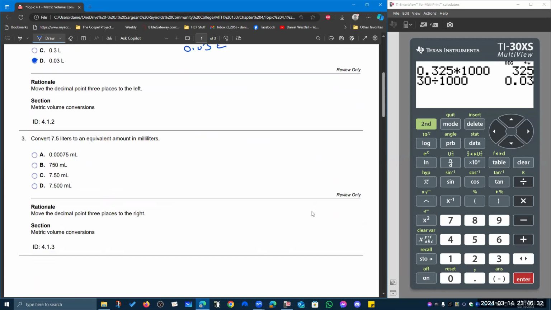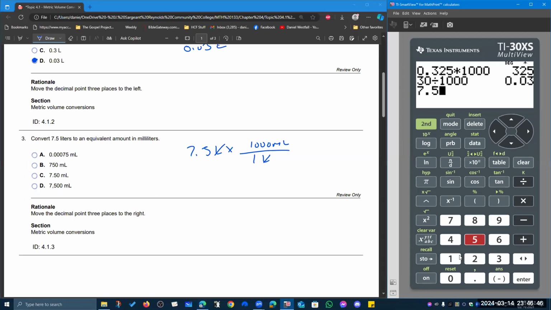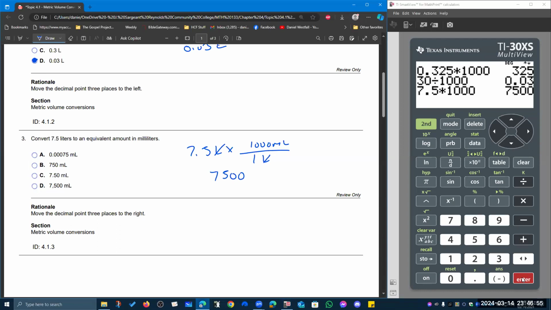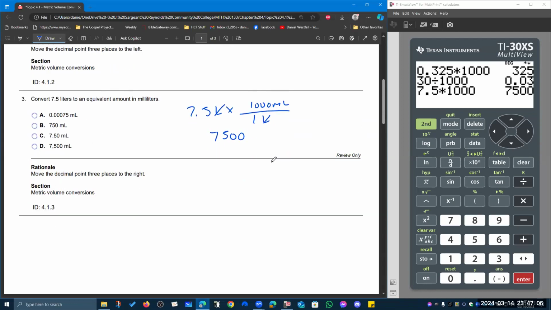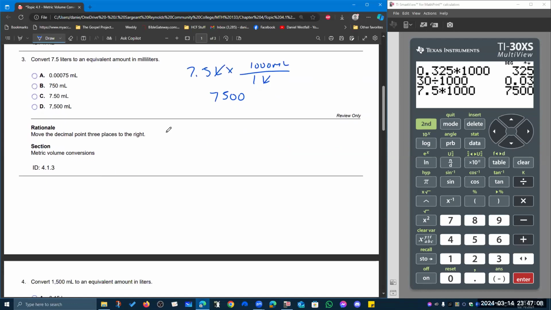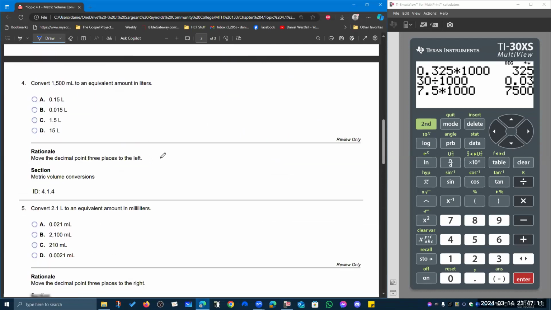Now we want to convert 7.5 liters to milliliters. 1 liter is 1,000 milliliters. We're going to move the decimal point 3 places to the right. 7.5 times 1,000. Again, your teacher may expect you to do this without a calculator, so you may need to just know how to move the decimal points. When you're going from a smaller unit to a bigger unit, we're going to be moving the decimal point to the left. When you're going from a bigger unit to a smaller unit, we're going to be moving the decimal point to the right. And that's the rationale that's used here for these problems.